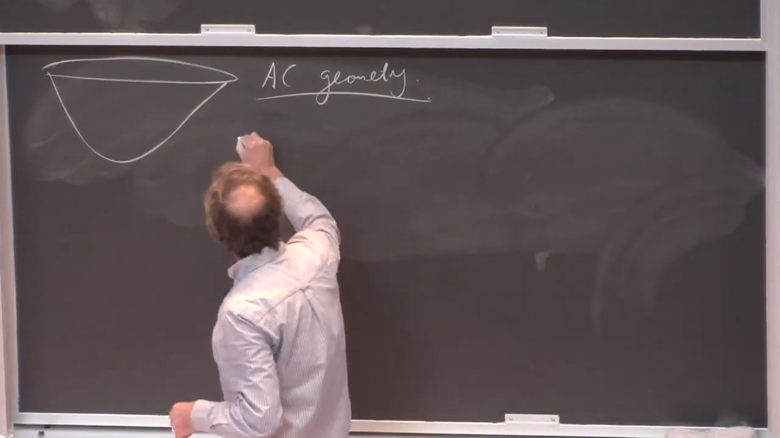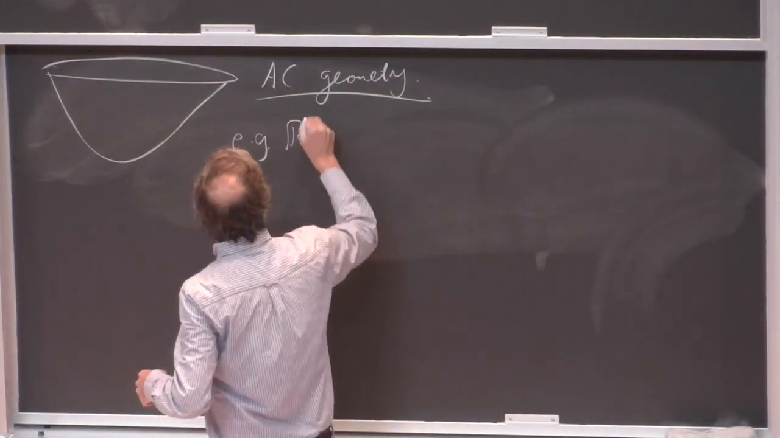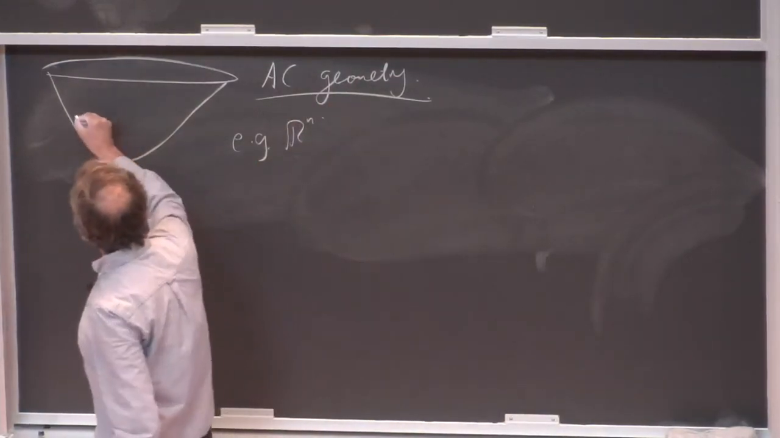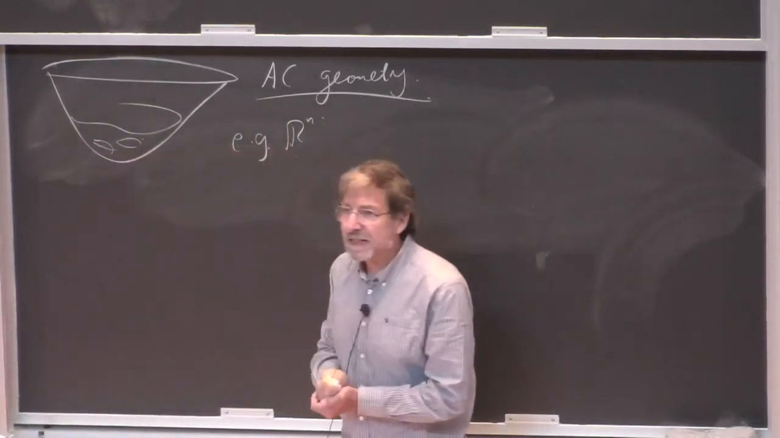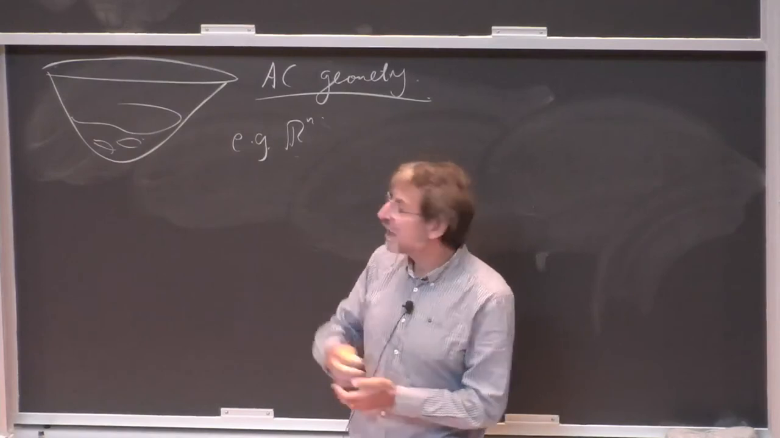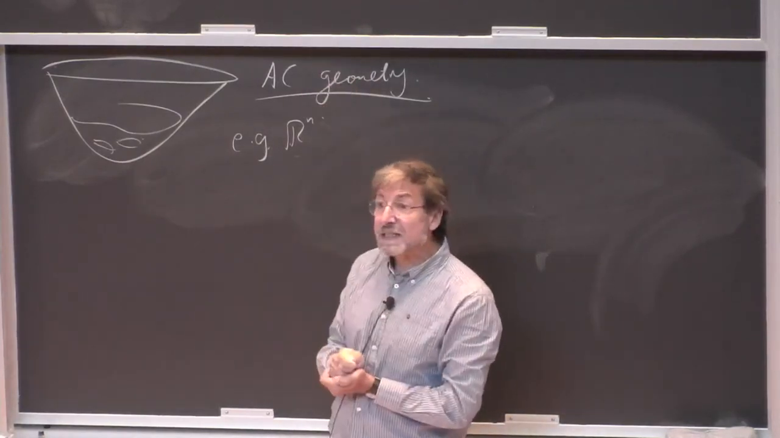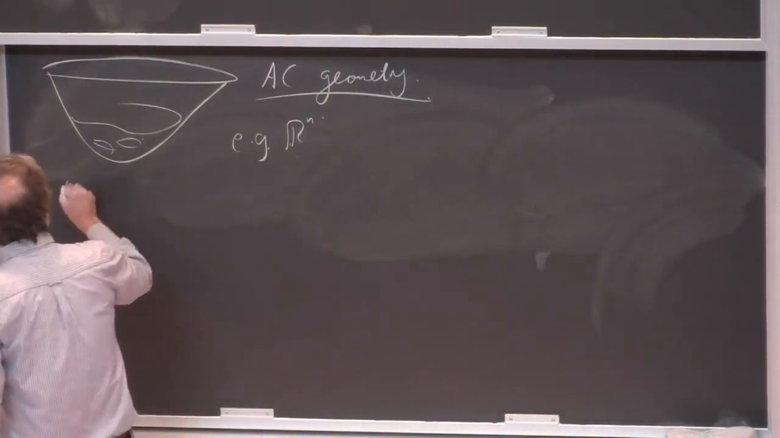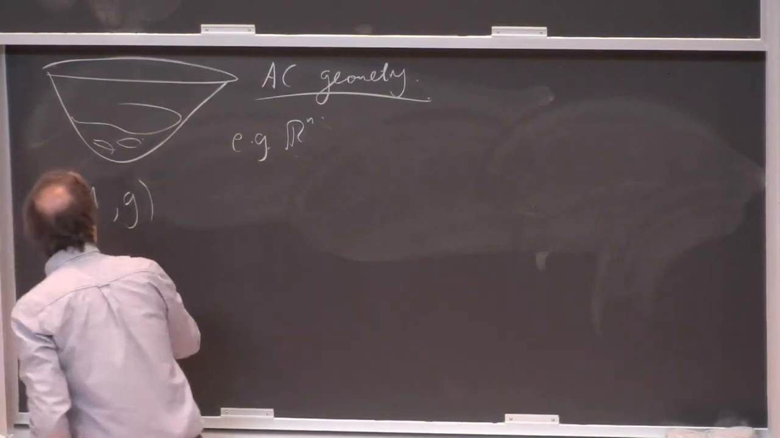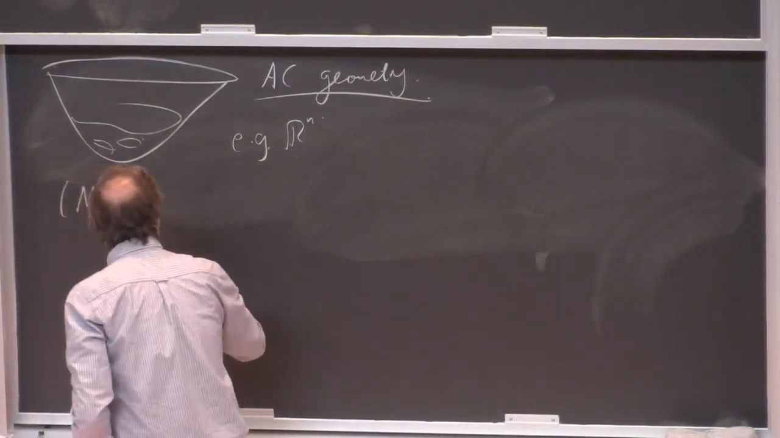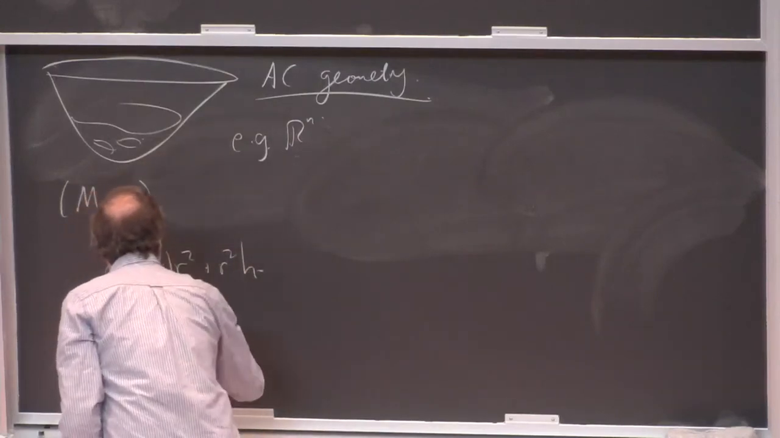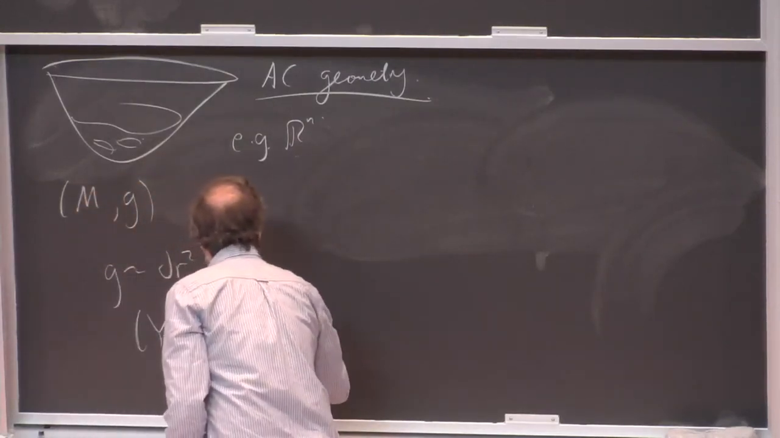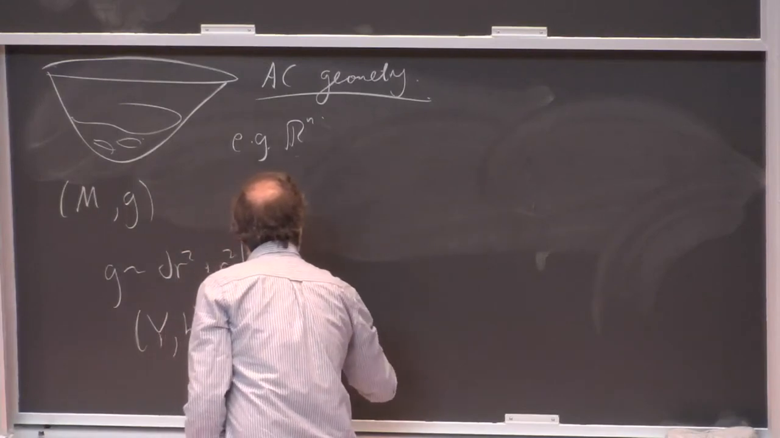These are spaces which are, again, very important in geometry and scattering theory. An example is R^n, of course. When I say it's asymptotically conic, what I really mean is, all sorts of things can be happening down here. There can be some compact set with all sorts of complicated topology and whatnot. But out near infinity, this is a space M with metric g, and asymptotically it's looking like dr squared plus r squared h, where (Y, h) is a compact smooth Riemannian manifold.